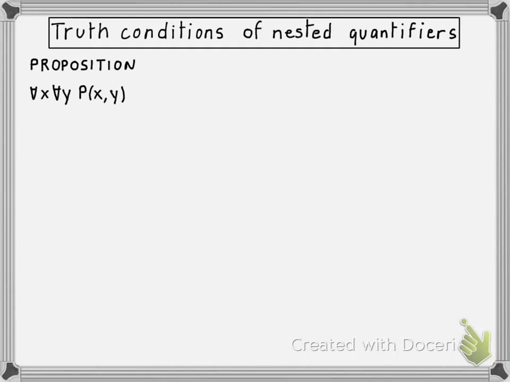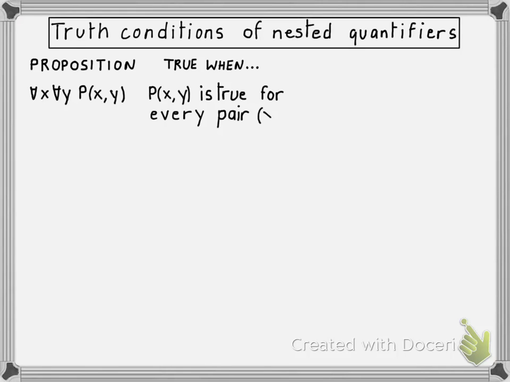So the first proposition we're going to consider is the double universal quantification: for all x, for all y, P of xy. Now, when is that proposition true? This proposition is true when the predicate P holds for every single pair of values for x and y. So here is the truth condition for this proposition.